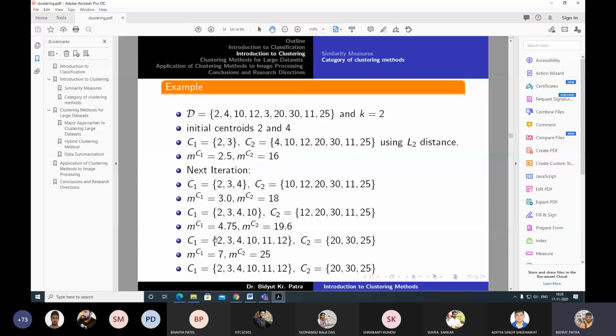In the next step, what you see is there is no change in the assignment of the points to the centroids. Wherever they are will remain the same. So in the next step the average will remain the same. Therefore there won't be any change. That means the algorithm has converged, and that is the final output of k-means. So the k-means final output for this set of points, if you start with the initial centroids 2 and 4, is two clusters: 2, 3, 4, 10, 11, 12 will form one cluster, and the others will form another cluster.